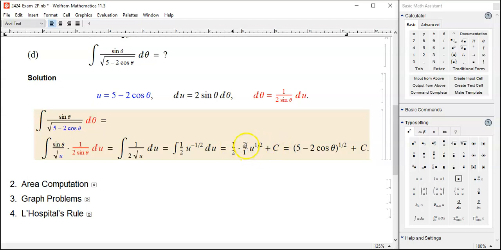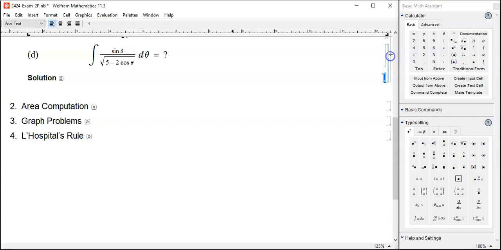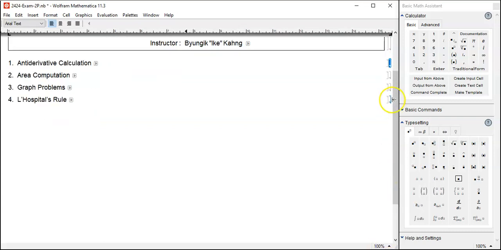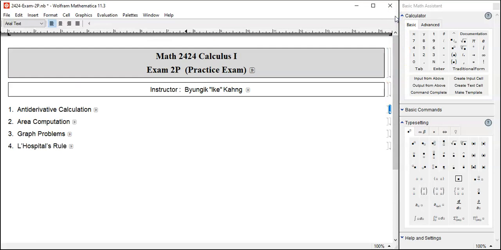Add 1 and divide by this power. We get, well, after this cancellation, we have 1/2 power. And substituting 5 minus 2 cosine of theta back into the original, we get this expression. You can change this 1/2 power form into square root if you prefer. Personally, I prefer the power form. Okay, so much for the antiderivative computation problem.